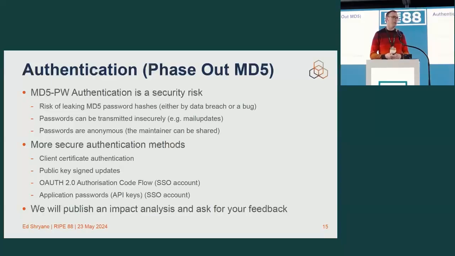You want to update changes, but using MD5 in this day and age is a huge security risk. There's a risk to the RIPE NCC if we have a data breach or a bug that exposes these hashes. There's a risk to our members, our users. We have 20,000 maintainers with MD5 hashes. If that ever leaked, we have a data breach procedure, but there would be a lot of work for our support. We'd have to invalidate those hashes.